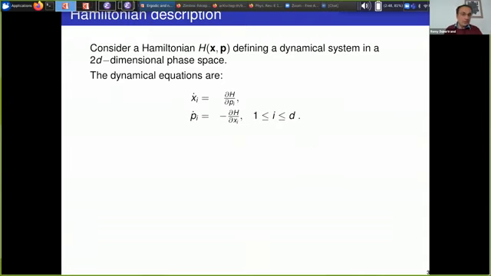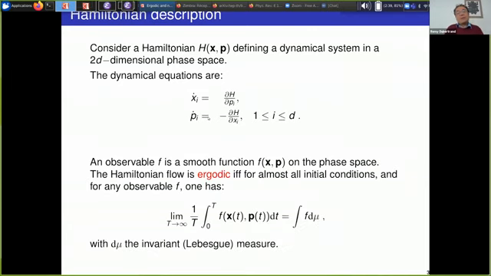I will deal exclusively with a Hamiltonian system, so a classical system, which is defined in a 2D-dimensional phase space, and the Hamiltonian defines a classical flow, which can also be written as the Hamilton equations, which I repeated here. The main idea is to ask whether the flow, or this time evolution, is ergodic. And for that, I need a definition of an observable, which is for me just a smooth function of the phase space coordinates, f of x, p.